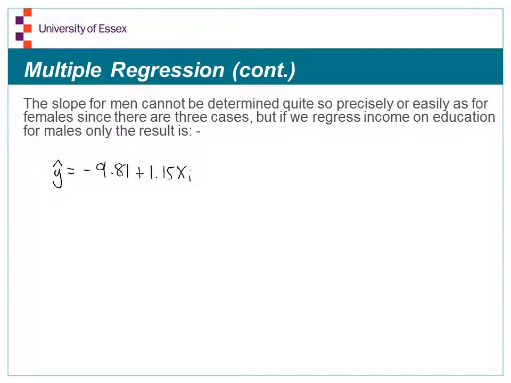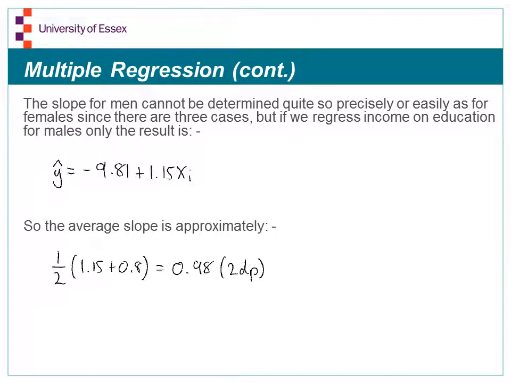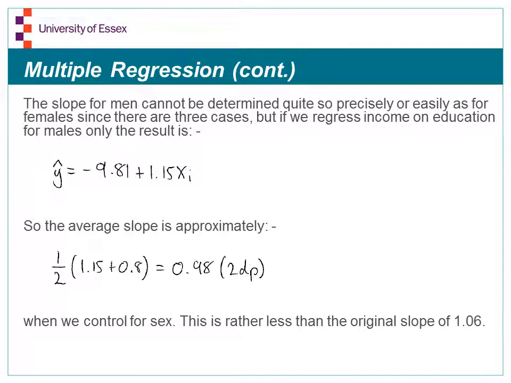So that gives me two values, a slope for men and a slope for women, and if I want to take the average of these slopes as an approximation for what's going on if I'm ignoring gender, then I'm going to get 1.15 plus 0.8 divided by 2, so I'm going to get a value just under 1, 0.98 coming out as my slope. So this is my slope when I'm controlling for gender, and it's a little bit less than the original value that I had of 1.06 when I had no information about gender at all.